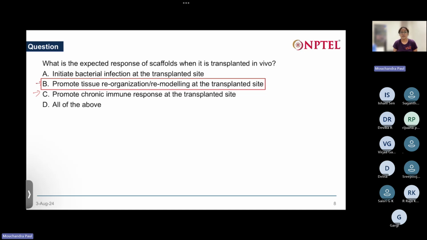If it is chronic, it means all the inflammatory factors are there at the site for a longer period of time. Then what happens at the end? The purpose of tissue remodeling is not achieved. Rather, new problems get created that have to be removed surgically afterwards.